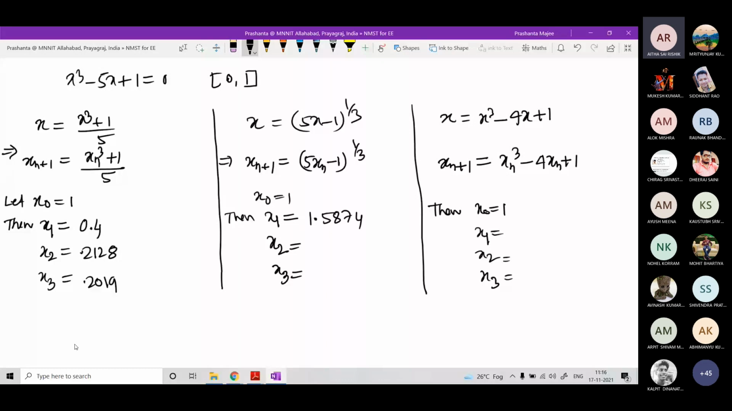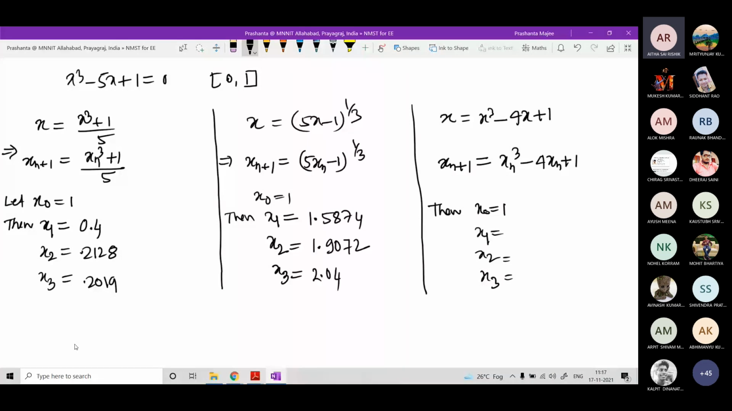So tell me what is x2 in the second representation quickly. 1.8. Okay, you can... 1.894. Not exactly. You check your calculation again. 1.9072 and x3 will be 2.0437. So is it converging towards the root in the interval 0, 1?